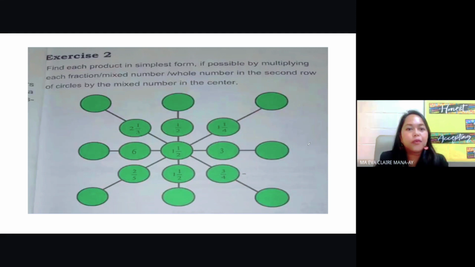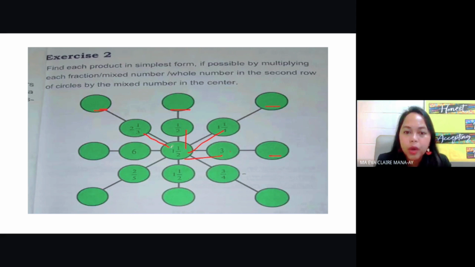All right, now for exercise 2 here, it says find each product in simplest form, if possible, by multiplying each fraction, mixed number, whole number in the second row of circles by the mixed number in the center. So I assume that you are going to multiply this by this, and write your answer here. Multiply this by this, write your answer here. Multiply this by this, and write your answer over here. This by this, then write your answer here.